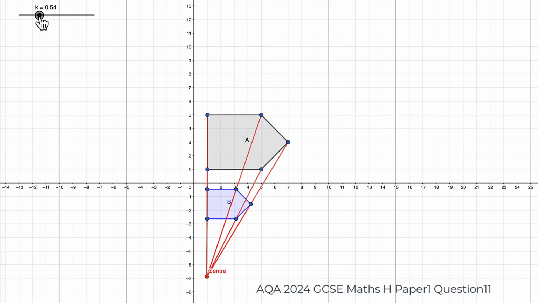So I hope that's given you a better feeling for how an enlargement works.